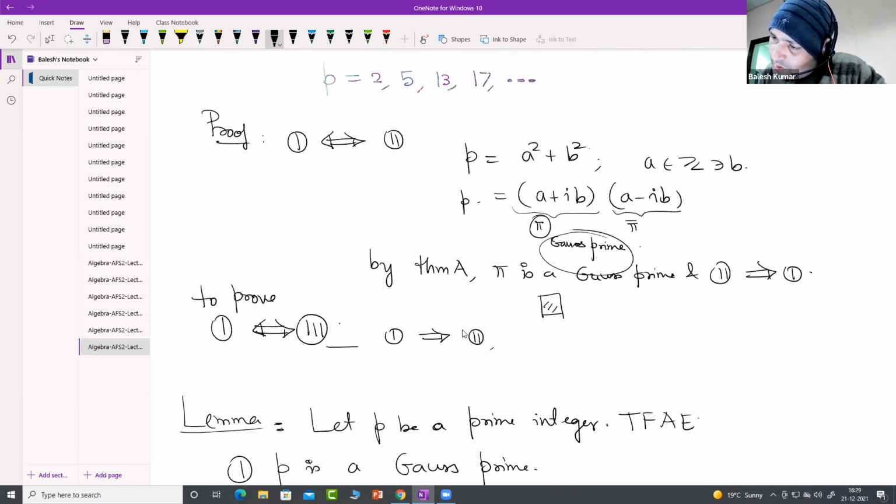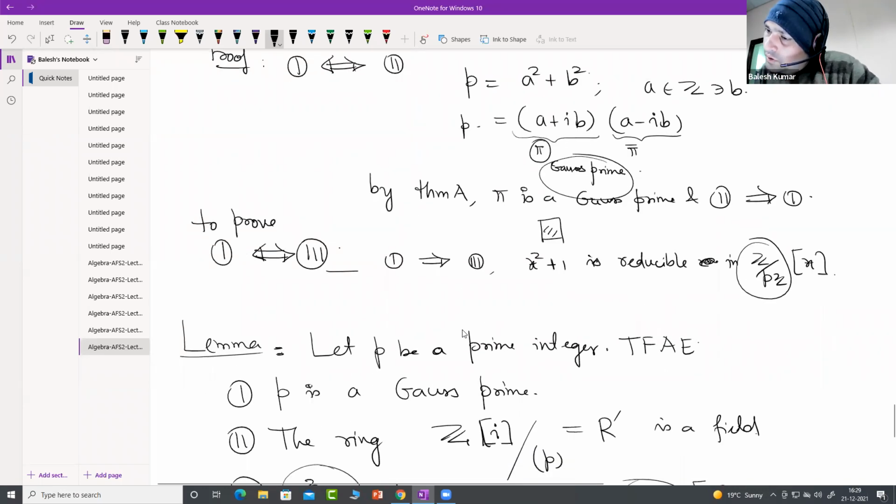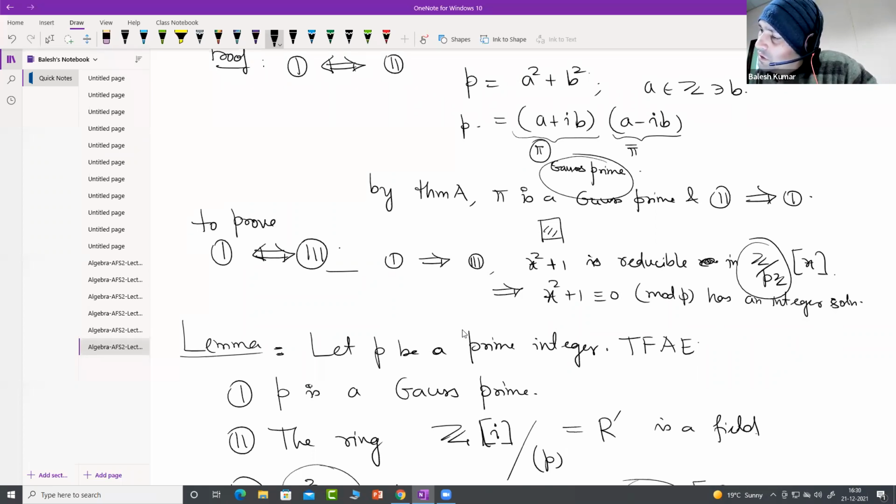Sorry, 1 implies 3, it should be. So x squared plus 1 is reducible in (Z mod pZ)[x]. And if you have a degree 2 or 3 polynomial over a field, its reducibility or irreducibility is the same as finding a root. Therefore, this implies that x squared plus 1 congruent to 0 mod p has a solution, and solution means an integer solution. So exactly, x squared congruent to minus 1 mod p has an integer solution. So 1 implies 3 is there.